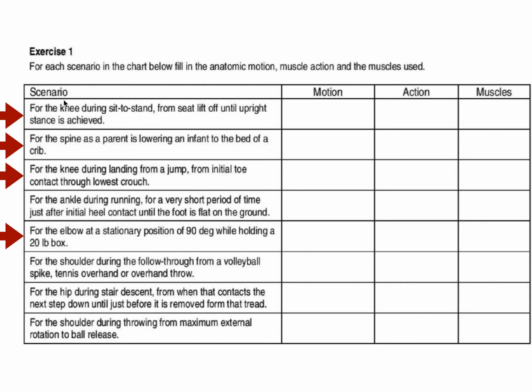All right, so let's start with the first one. For the knee, we're looking at the knee joint during sit to stand, from seat lift off until upright stance. So for the knee during sit to stand, I'll say it's extension, right? Knee extension. And which muscle is controlling the motion? For knee extension, that's mostly the quadriceps. And the action is concentric contraction, because when the quadriceps is contracting, it's actually shortening.